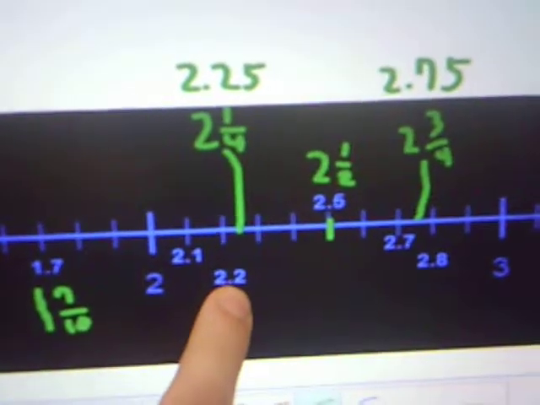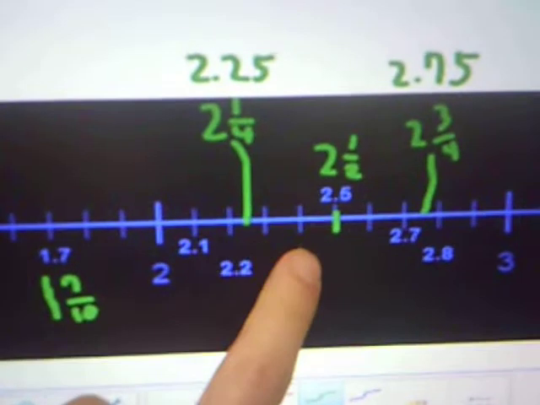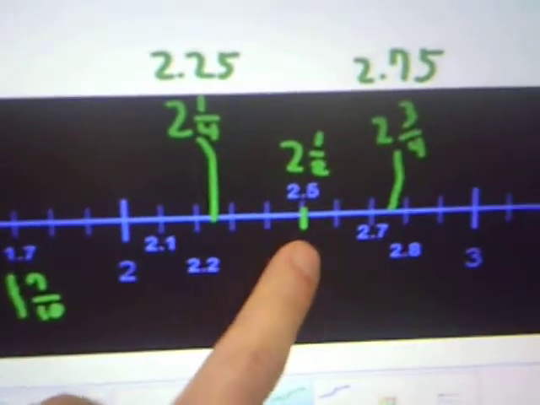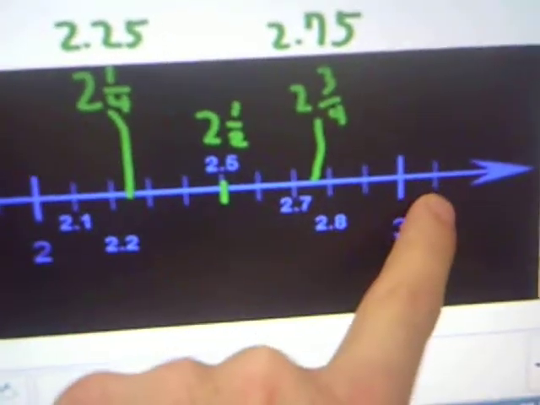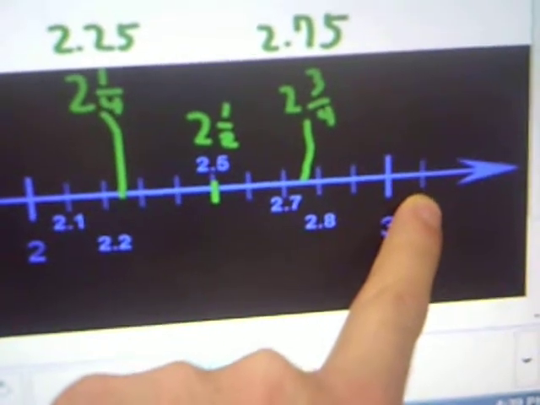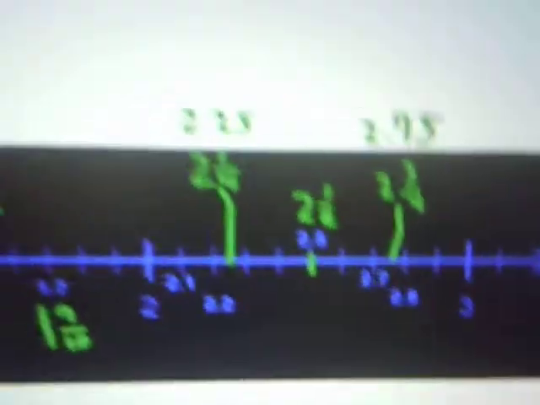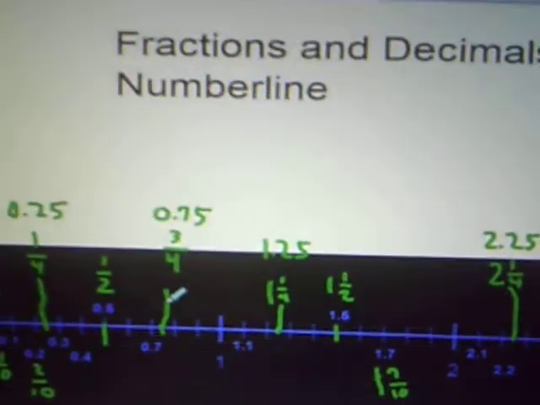2.1. 2.2. 2 and 3/10. 2 and 4/10. 2 and 5/10. And so on all the way up to 3. And then it will go again. 3.1. 3 and 1/10.